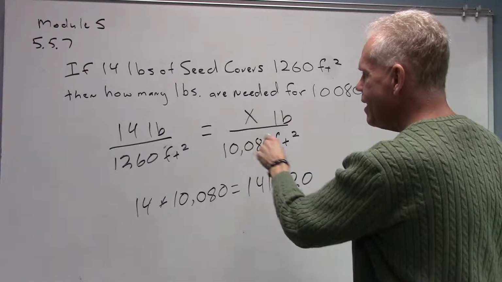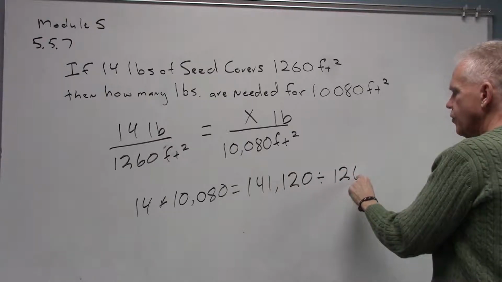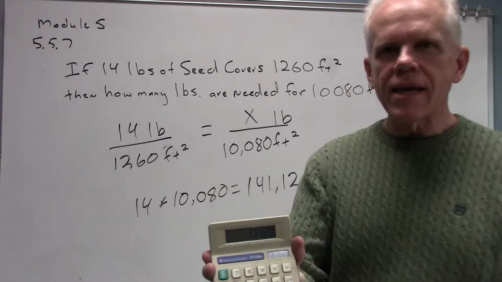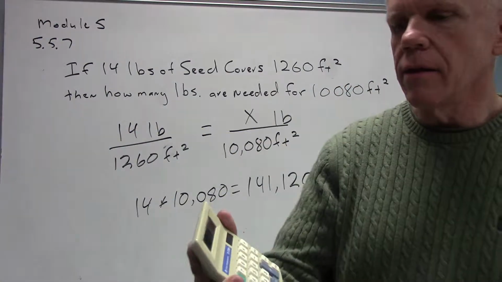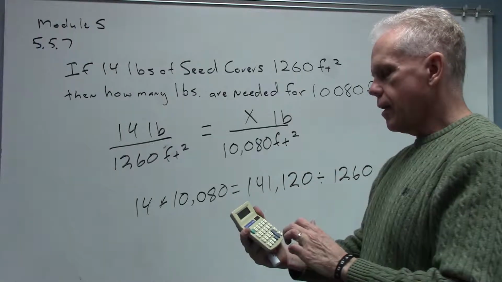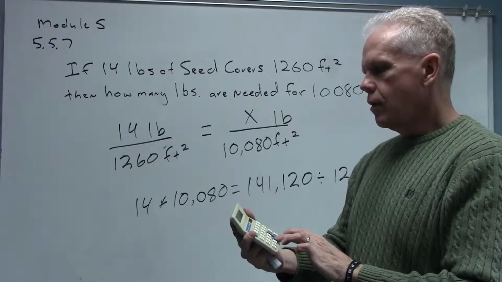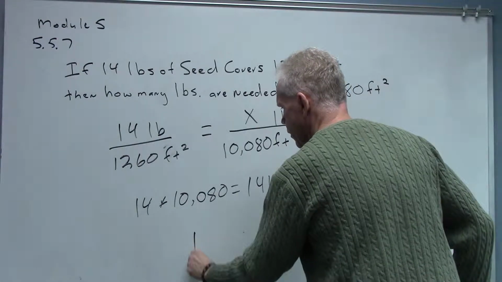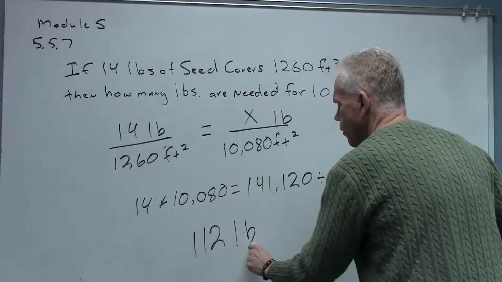Now I'm going to take that number and simply divide it by 1,260. And you'll notice I haven't even taken it out of my calculator. You can see I've still got the number in my calculator, so I'm not clearing it or anything. I'm just going straight in behind with divided by now 1,260. And I'm getting an answer of 112. 112 what? Well, pounds.